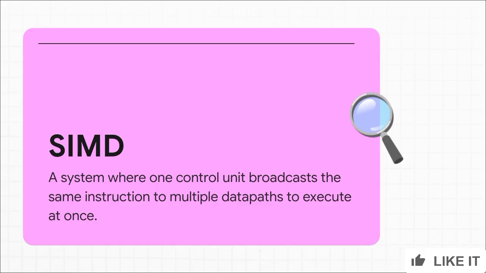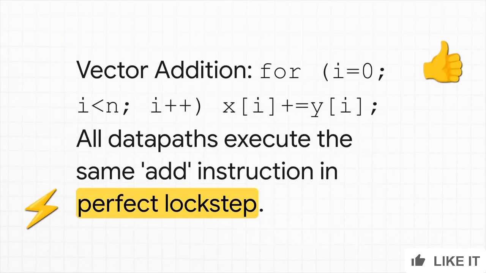Let's say, add these 2 numbers. It then broadcasts that single command out to this huge army of little calculators, or what we call data paths. And in perfect lockstep, every single one of them performs that exact same add operation on its own little piece of data. It's all about massive parallel efficiency. And if you want to see the perfect job for a SIMD machine, this is it.